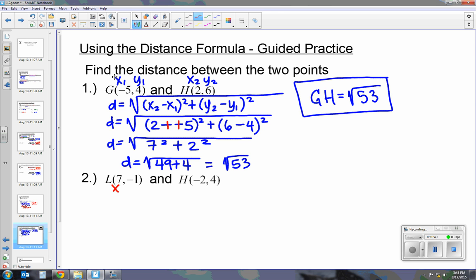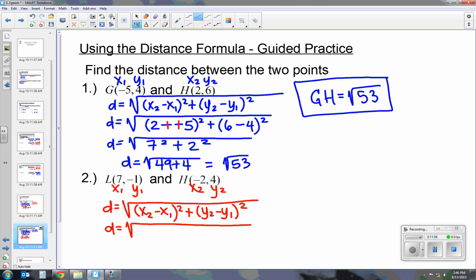All right, let's do the second one. We have x sub 1, y sub 1. We're labeling x sub 2, y sub 2. Write down the distance formula. The more times you write down the distance formula, the more familiar and the better you get at doing the distance formula. So we're going to do (x sub 2 minus x sub 1) squared plus (y sub 2 minus y sub 1) squared. So now let's plug in.